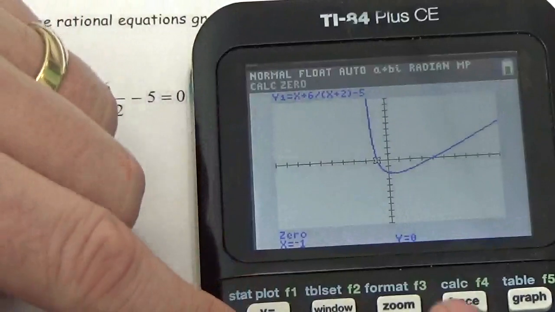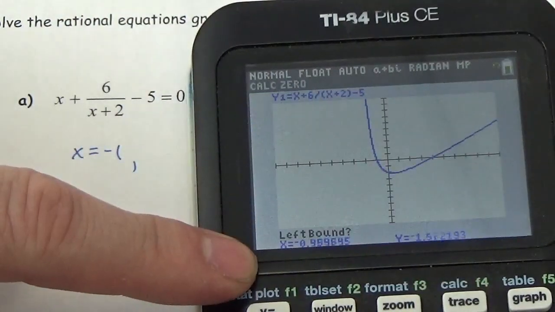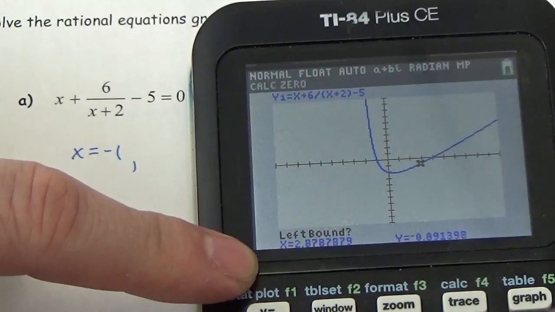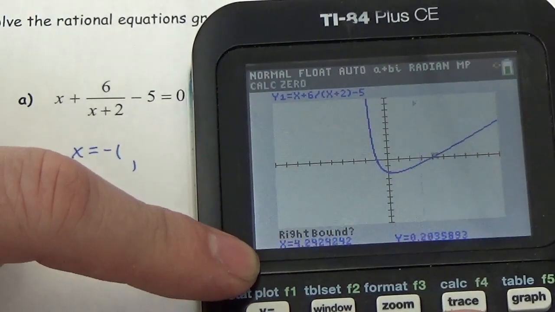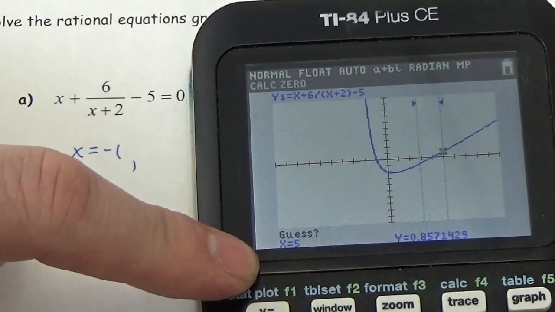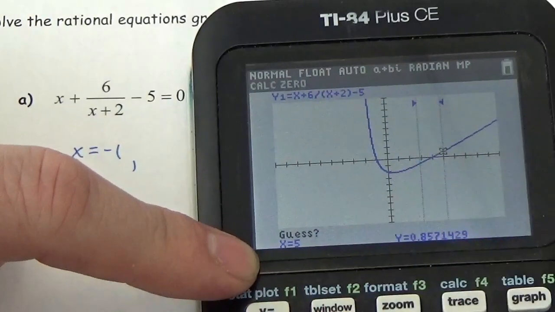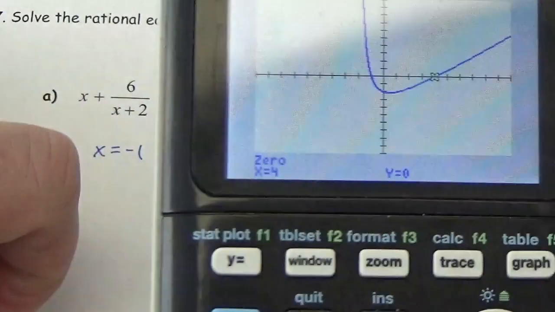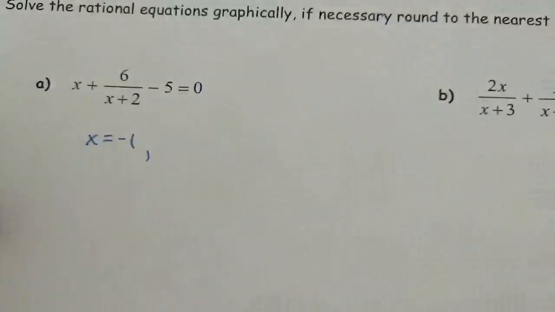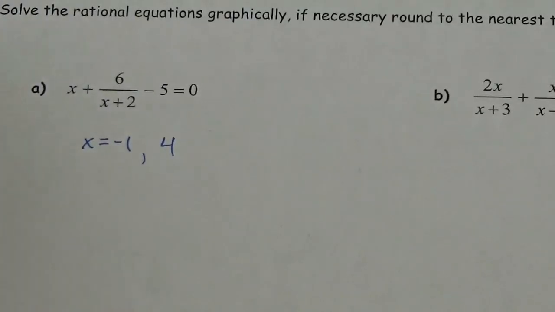Now let's go find the other one. Looking for 0, so now we're going to come over here. I'm going to leave my cursor just to the left of it, then move my cursor over, just to the right of it, press enter. As long as that x-intercept is in between those two triangles, between those two lines, don't worry about the guess, just press enter to get past it. And we get 4. So my two solutions there are going to be -1 and 4.